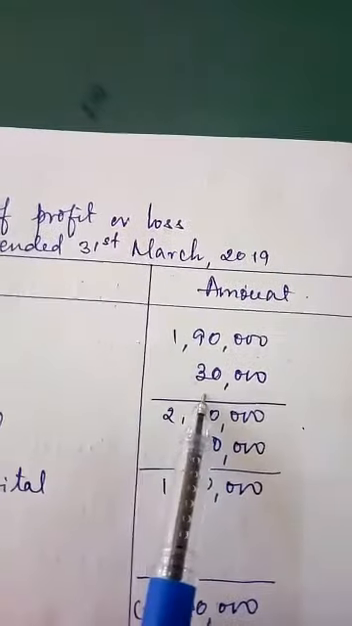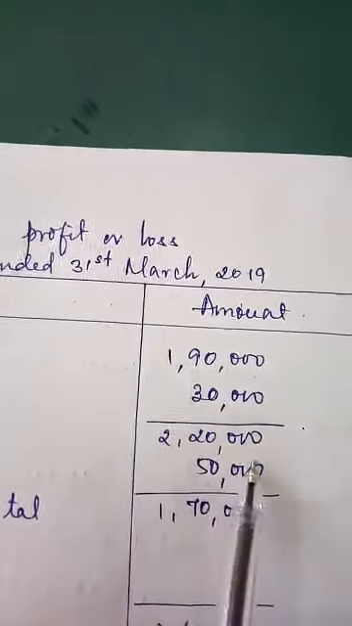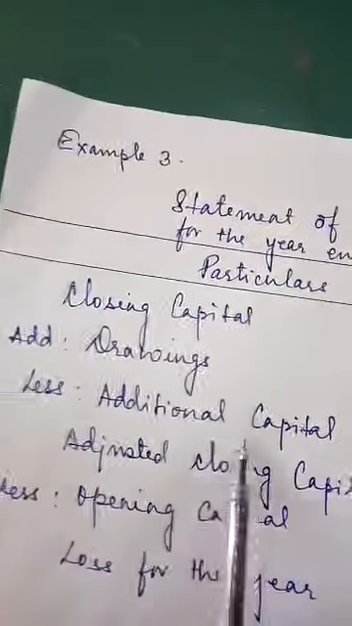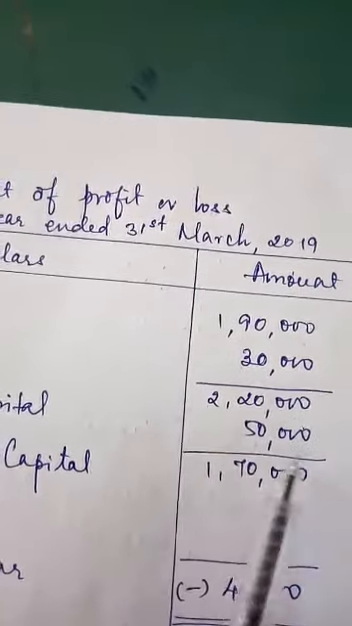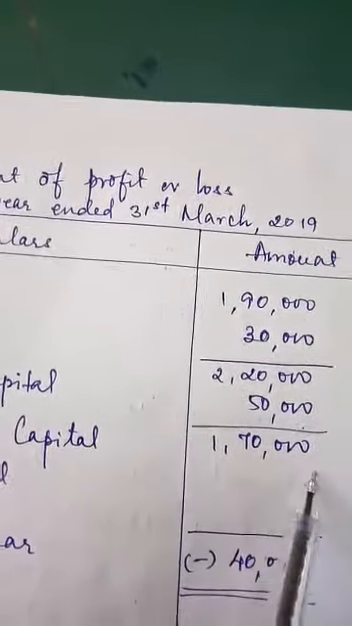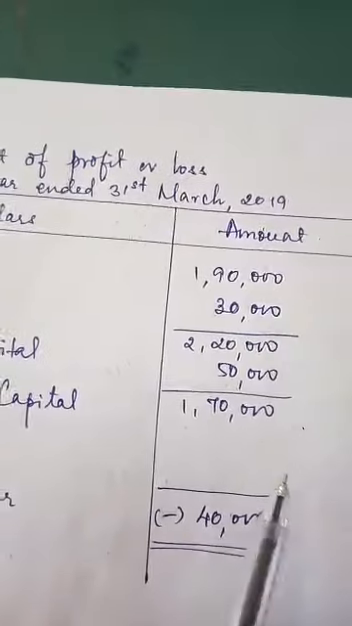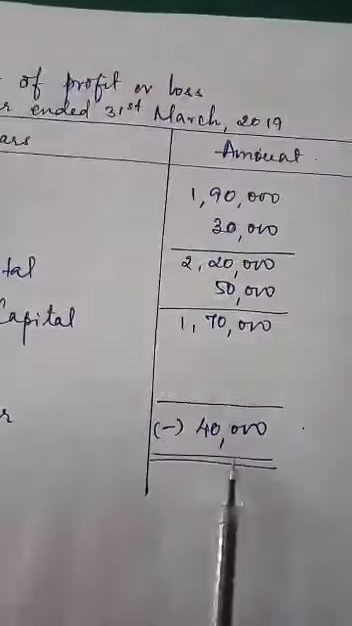1,90,000. Then you add the drawings, 30,000. So 1,90,000 plus the 30, you get 2,20,000. Then you minus additional capital, which is 50,000. So from 2,20,000 you minus 50,000, you get 1,70,000. Opening capital we do not know, so just leave a space. Then fill loss for the year, that is minus 40,000.